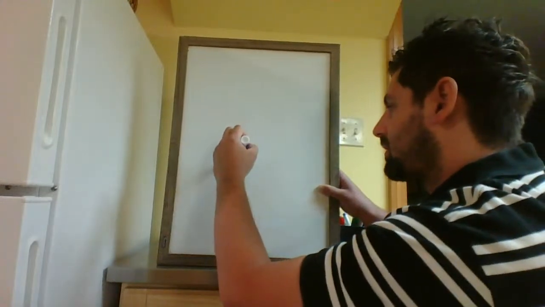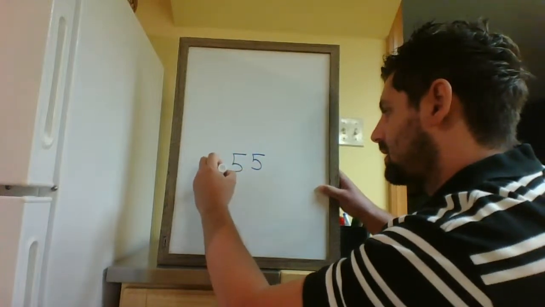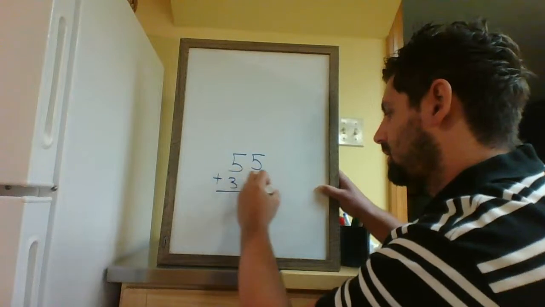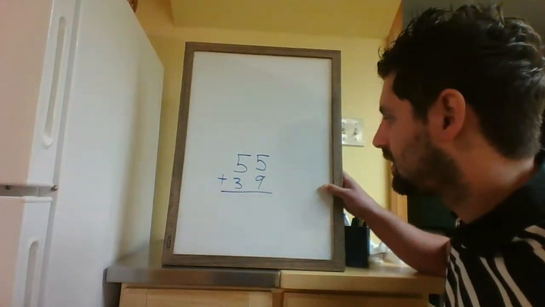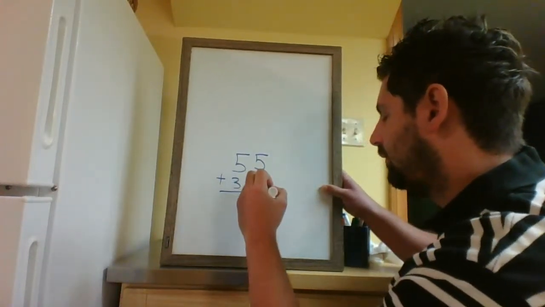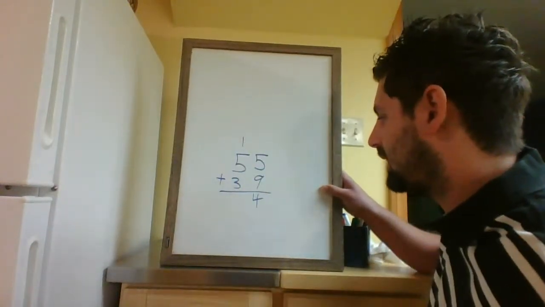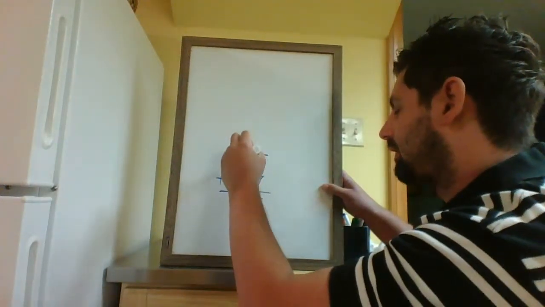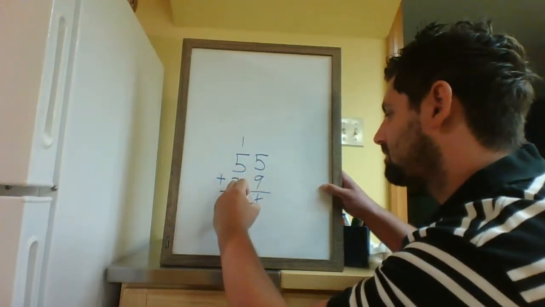All right, next problem. 55 plus 39. 5 plus 9 equals 14. The 4 in 14 gets put in the ones place. The 1 in 14 gets carried over to the tens place. Now 5 plus 3 equals 8. We add the 1 that we carried over. We have 9, and our answer is 94.